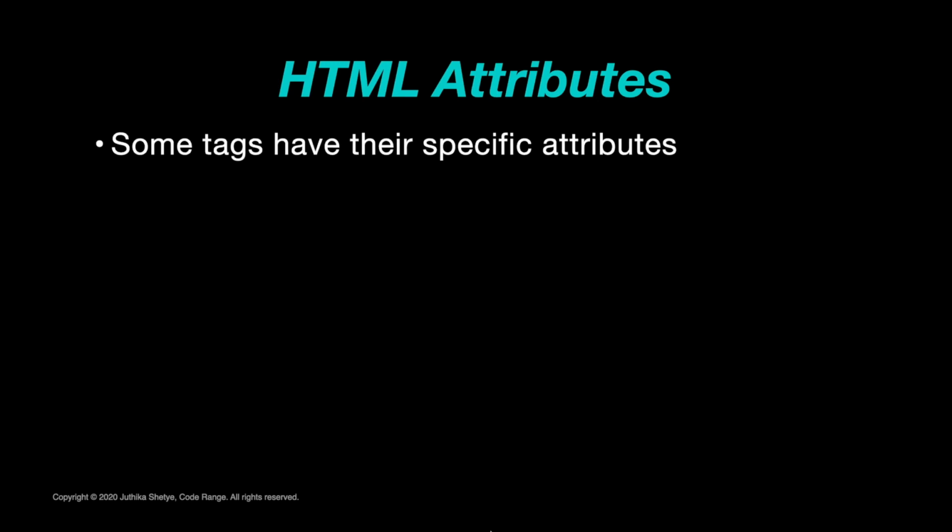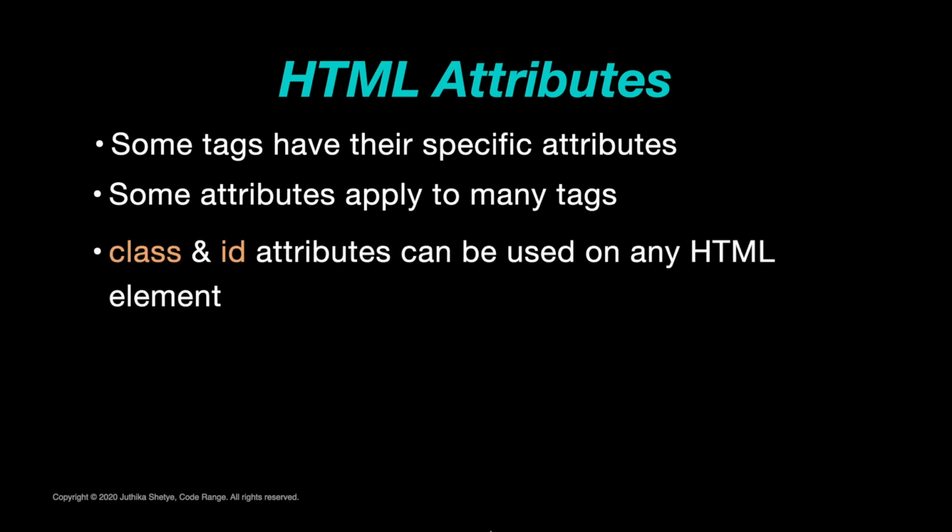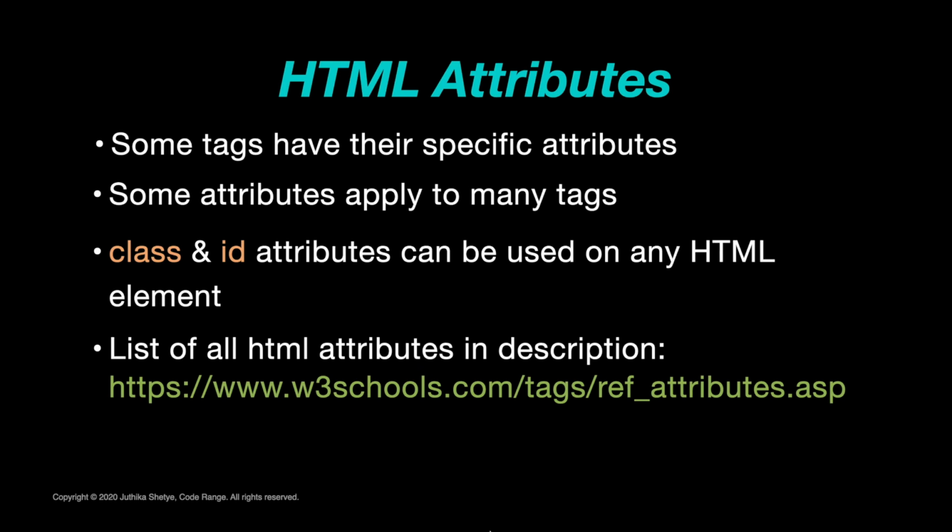Also, as you learn more and more tags, you're gonna learn that some of them have to be written with their specific attributes. It makes no sense for an image to also include some sort of href. It makes no sense for a link to include other attributes. But there are some attributes that apply to many of the tags, and some like class and ID can be used in any HTML element. So I just wanted to mention these examples to you quickly, and we'll come back to them later as we learn about more elements. If you want to see a list of all the HTML attributes, then I have put a link of this list in the description below.